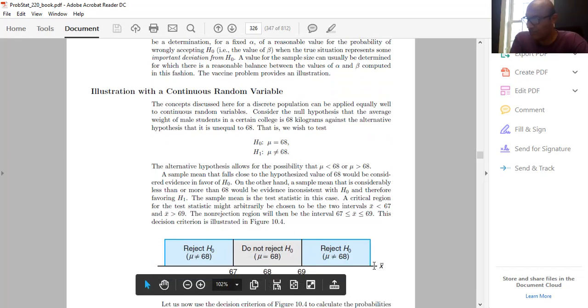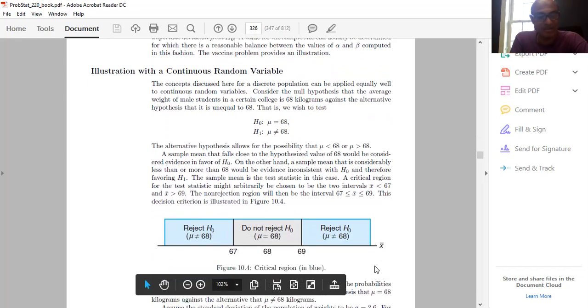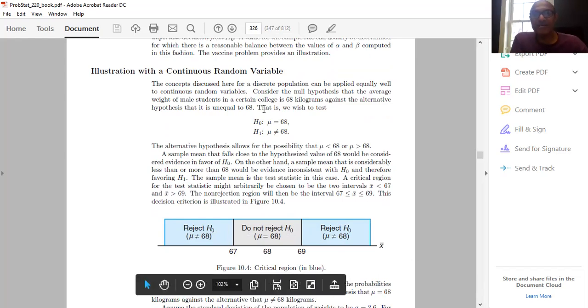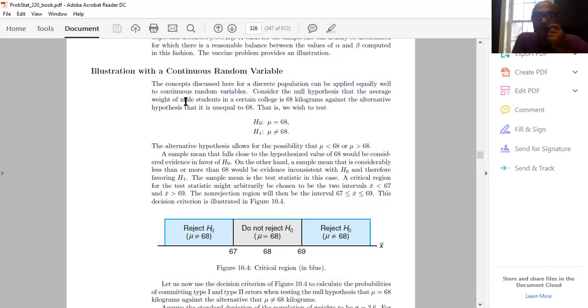Now I think we are much more interested in this example to understand type 1 and type 2 error. Usually people don't bother about this, but it is equally important. It says, consider the null hypothesis that the average weight of male students in a certain college is 68 kilograms. Now see, the average weight of male students means the mu value, right? The mu value is given to us, and as I told you, it is nothing but your H0. So H0: mu equal to 68 kilograms.